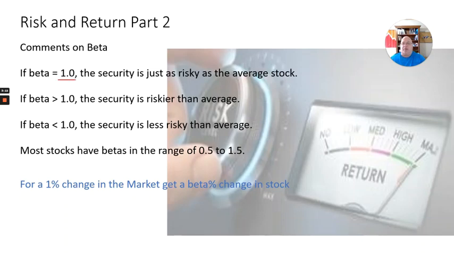So how do betas play out? If a beta is 1.0 relative to the market, the security is just as risky as the average stock market. If the beta is greater than 1, it is riskier than the average for the market. If it's less than 1, it is less risky. They tend to fall between 0.5 and 1.5, although I've seen betas much larger and much smaller than that. In our last example, with the beta of 1.44, for a 1% change in the market, we would expect a 1.44% change in the stock, both up and down. So you can see it is a little more risky than the market.